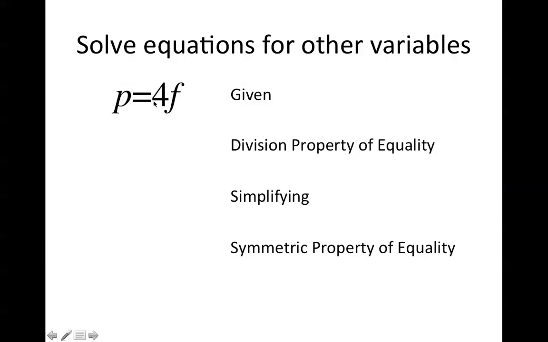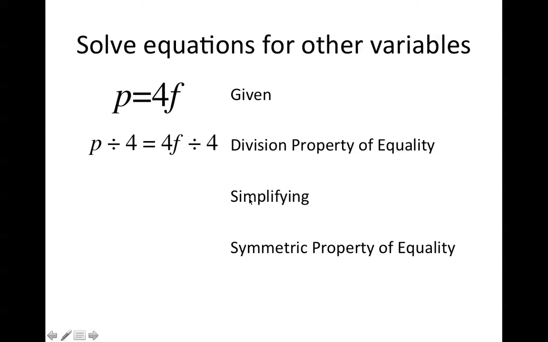So let's rearrange P equals 4F until it says F equals something. So we were given P equals 4F, a palm is equal to 4 fingers. We're going to use the division property of equality now to rewrite this so it says P divided by something equals 4F divided by something. And we're going to choose the number 4 so that we can sort of undo this 4 that's next to F. Like that. P divided by 4 is equal to 4F divided by 4.